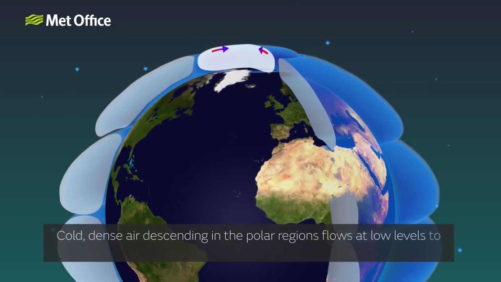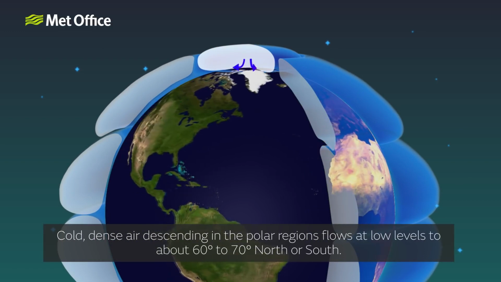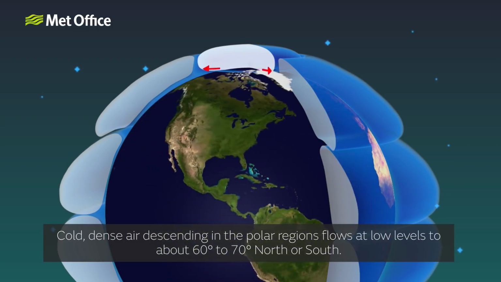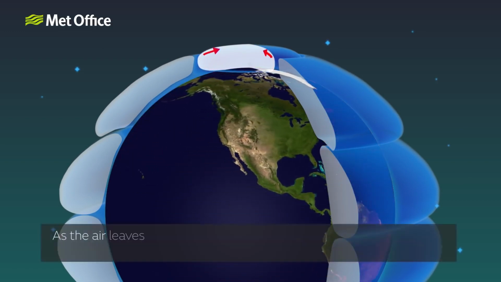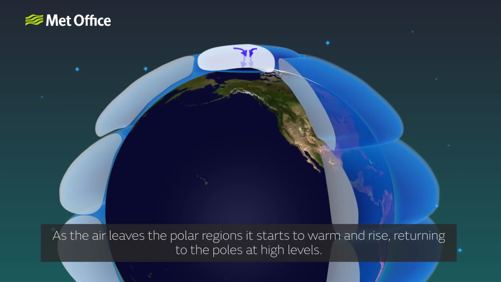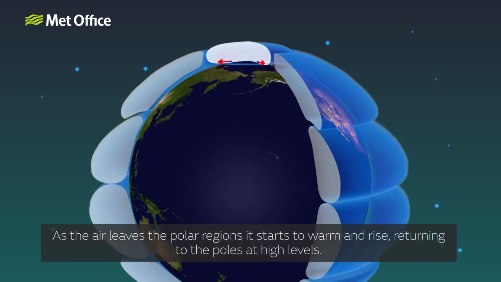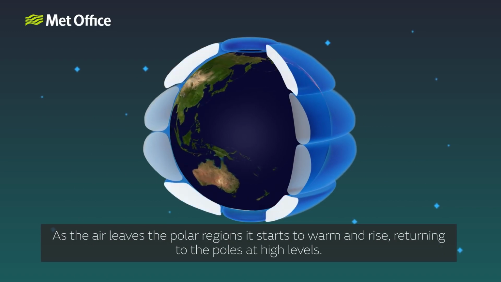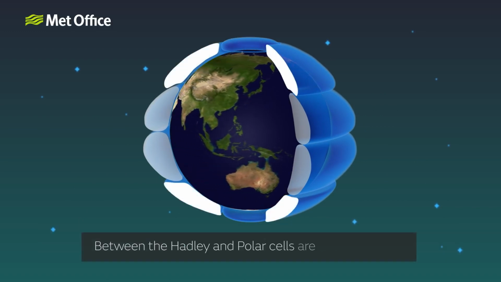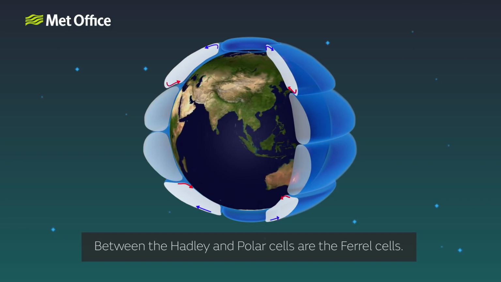Cold, dense air descending in the polar regions flows at low levels to about 60 to 70 degrees north or south. As the air leaves the polar regions, it starts to warm and rise, returning to the poles at high levels. Between the Hadley and polar cells are the Ferrel cells.